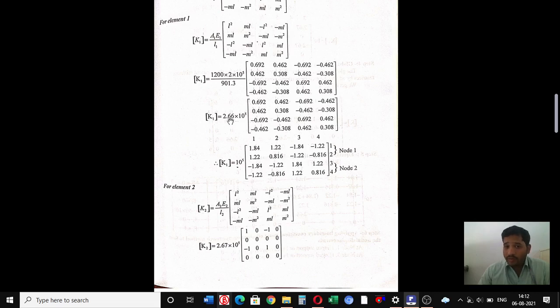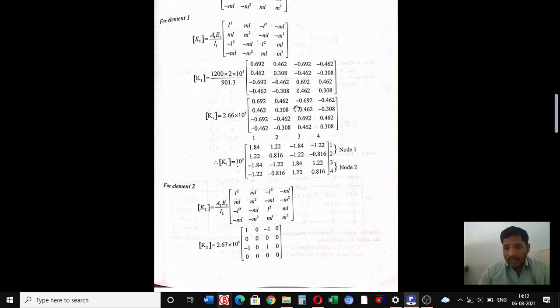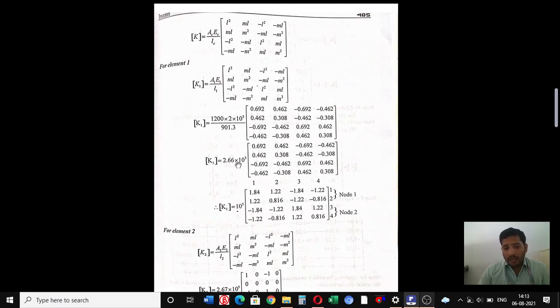Again the same concept we need to follow up to the last end. 2.66 into minus 0.692, if you multiply, you will get minus 1.84. Again we need to multiply 2.66 into 0.462, then you will get minus 1.22. The same concept we need to follow up to the last end. Just multiply this 2.66 to the whole matrix.